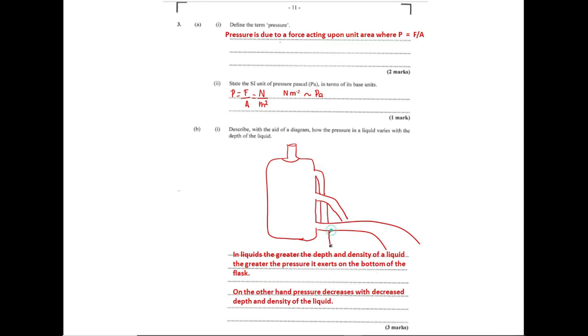So that would be my way of showing people this, that in liquids, the greater the depth and density of a liquid, the greater the pressure it exerts on the bottom of the flask. On the other hand, pressure decreases with decreased depth and density of the liquid. So the higher up, the more pressure you're going to have down here. So pressure is greater at the bottom and less at the top. Therefore, you have less intensity with the water spouting out, and greater intensity with it shooting out down here.